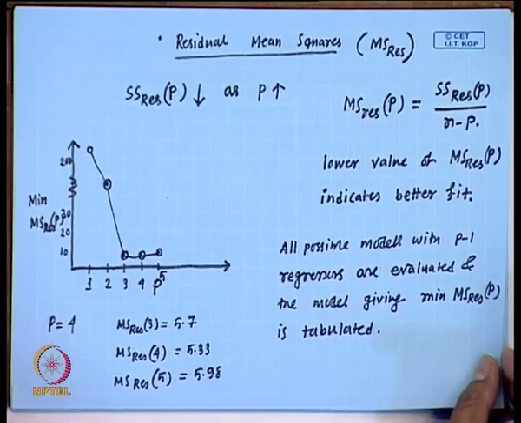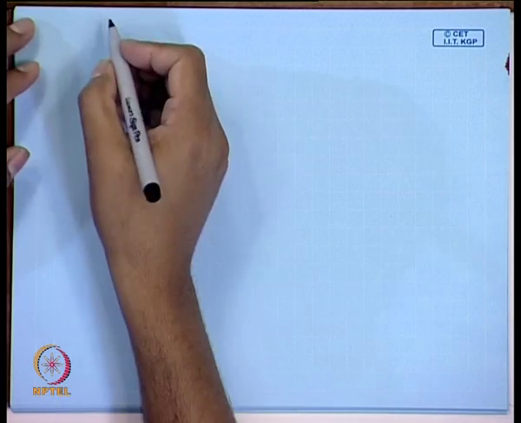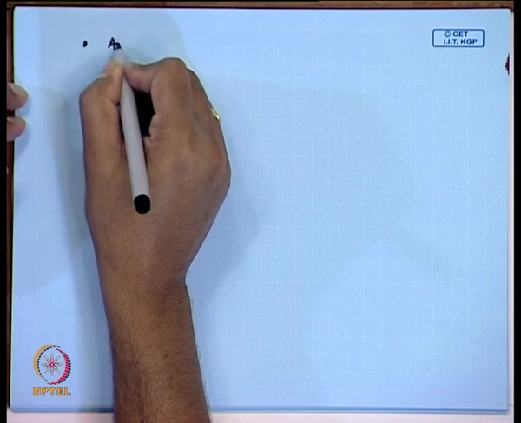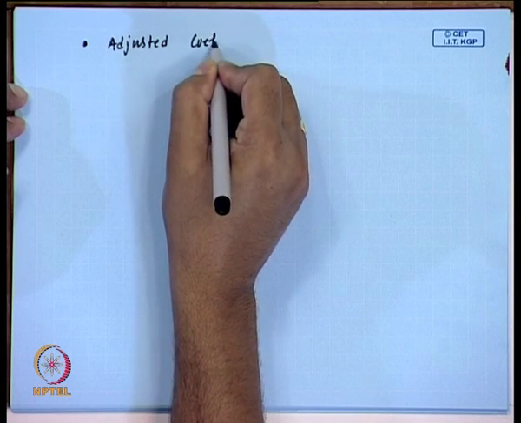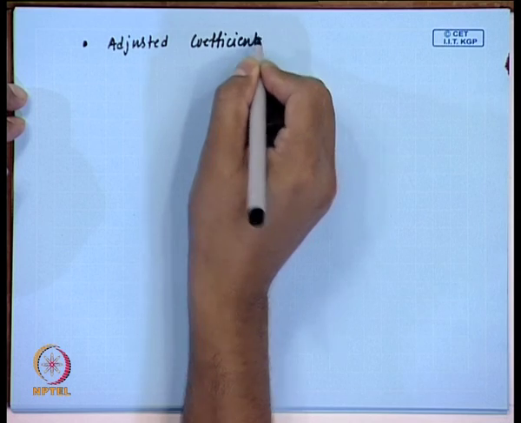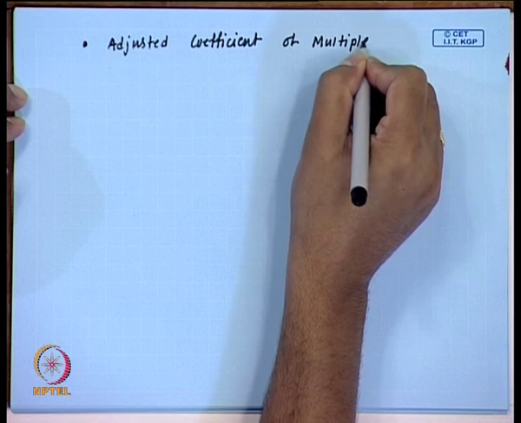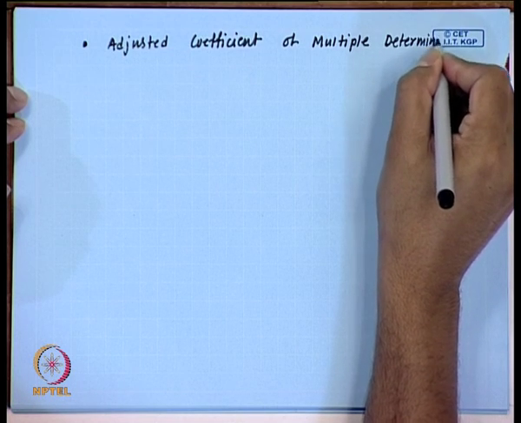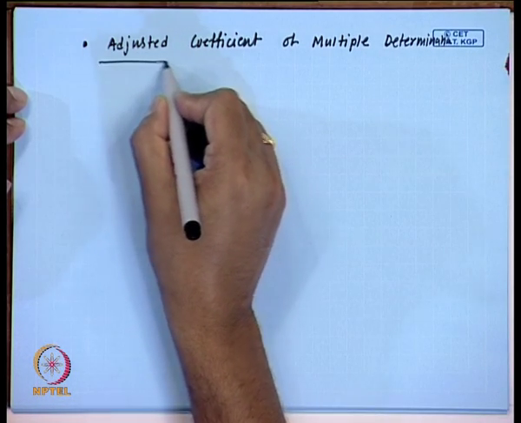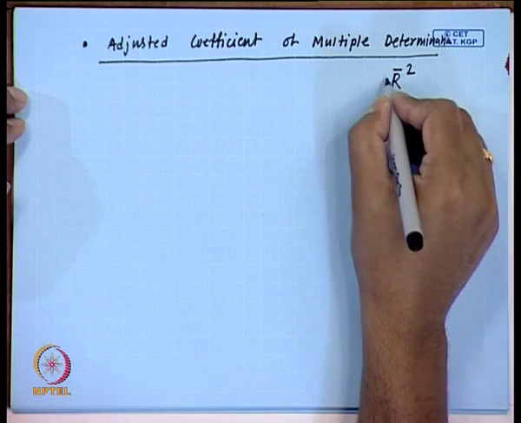Now, next we are going to talk about one more criterion that is called adjusted coefficient of multiple determination. And this one is denoted by R bar square.